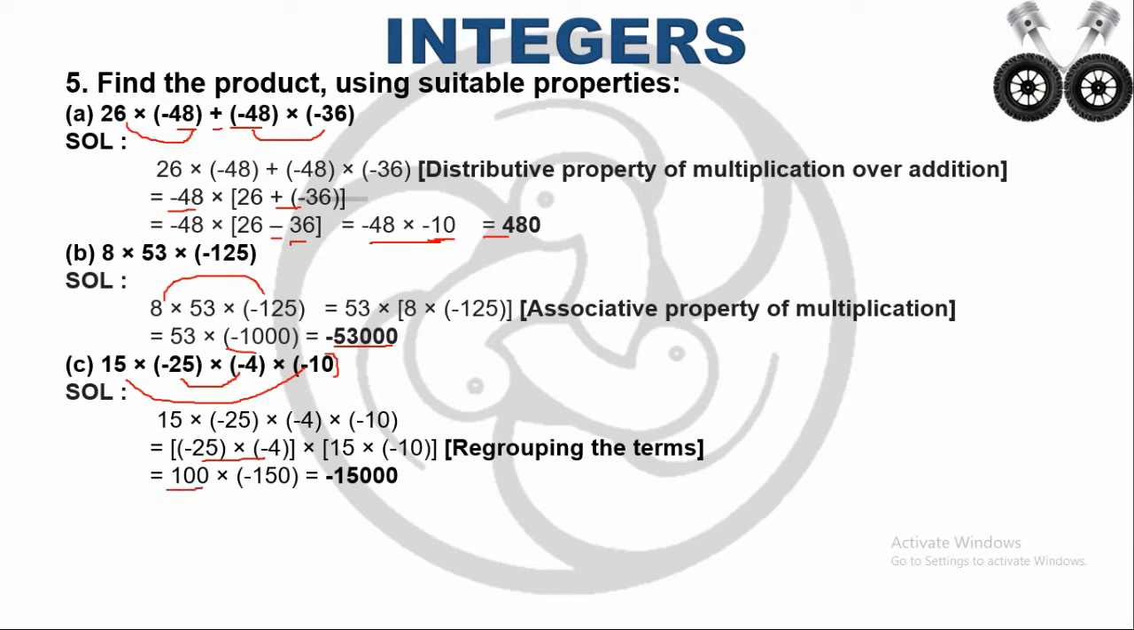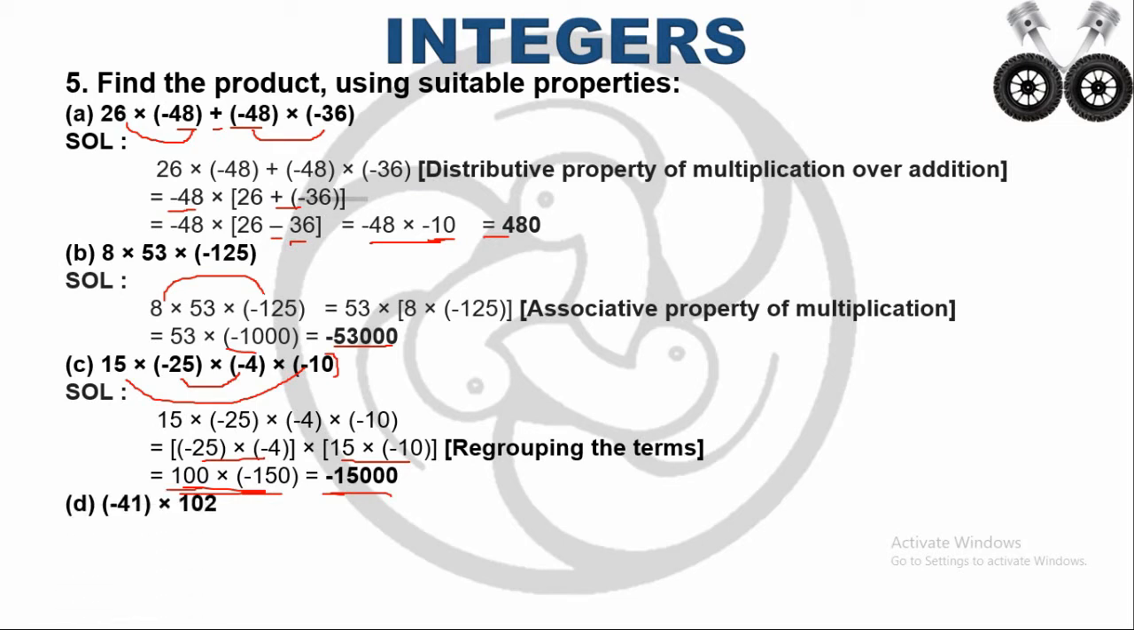Then here the two integers have different signs, that means I have to put the negative sign. Then 15 into 10 is 150. So 100 into minus 150. Again the two integers have different signs, that means I have to put the negative sign. So 150 into 100, we will get 15,000. So negative 15,000 is the answer.